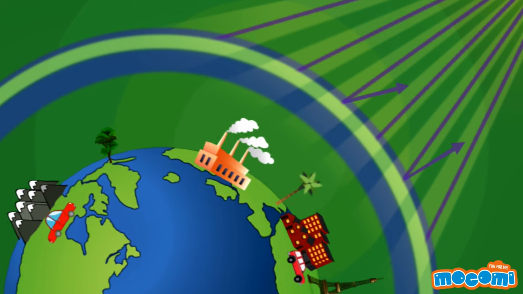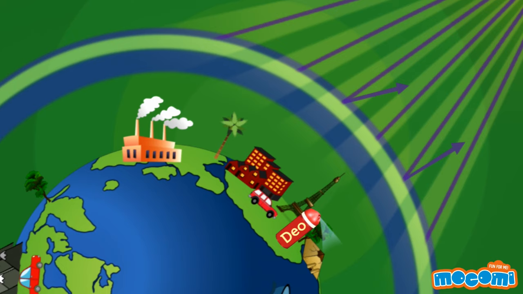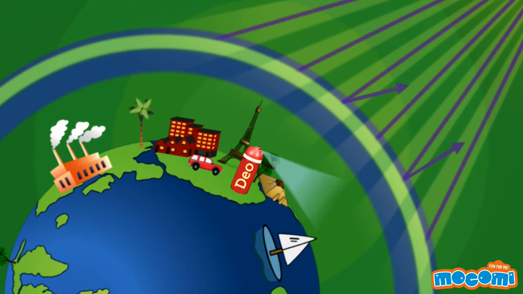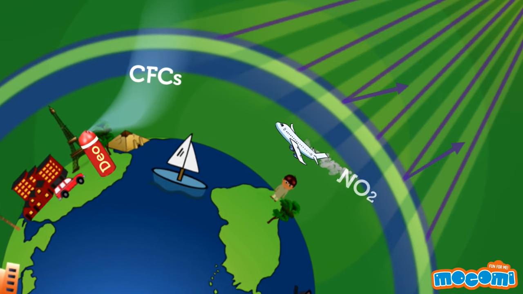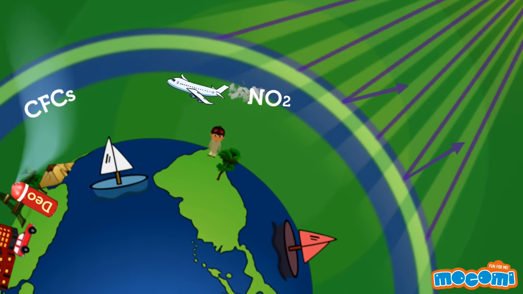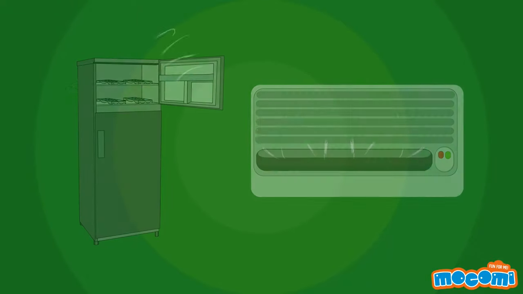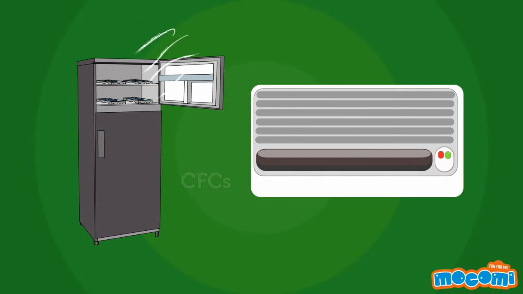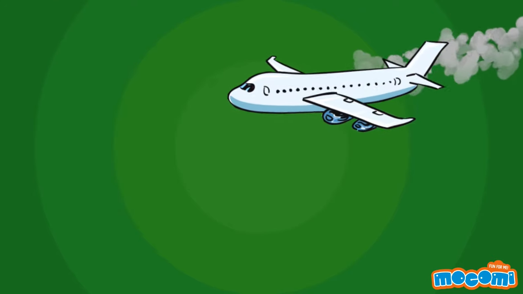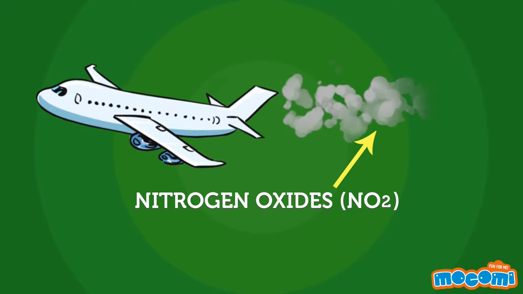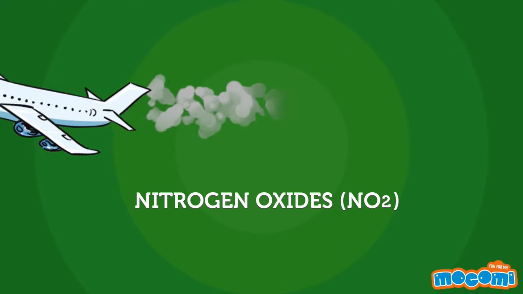Our ozone shield is now being deteriorated due to certain man-made chemicals, primarily chlorofluorocarbons, CFCs, and nitrogen oxides. CFCs are a group of chemically similar gases used in refrigeration systems, air conditioners, aerosols, solvents, and in the production of some types of packaging. Nitrogen oxides are a byproduct of fuel burning, for example, from aircraft exhausts.